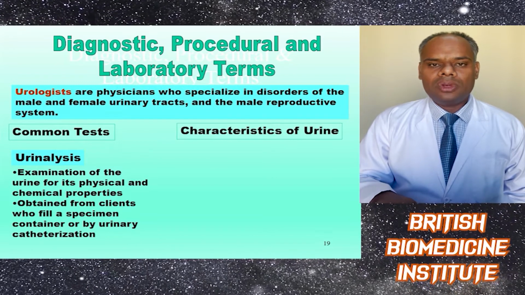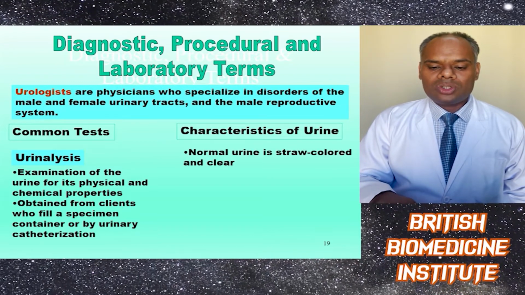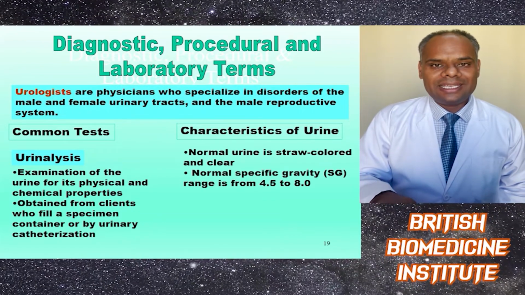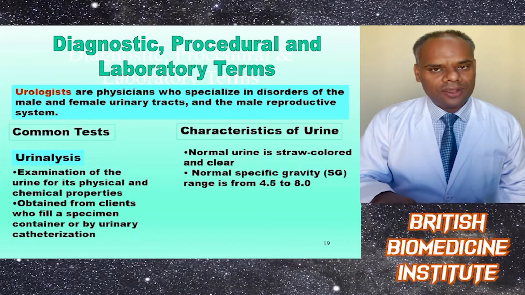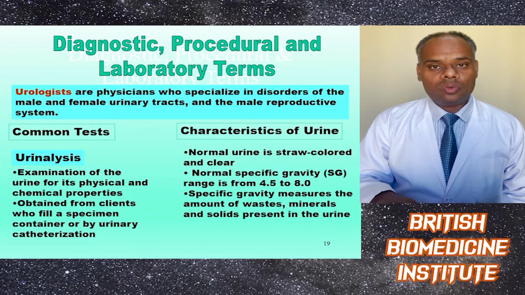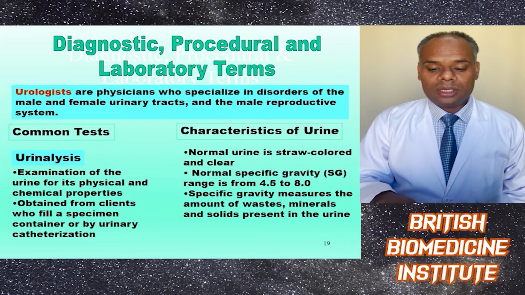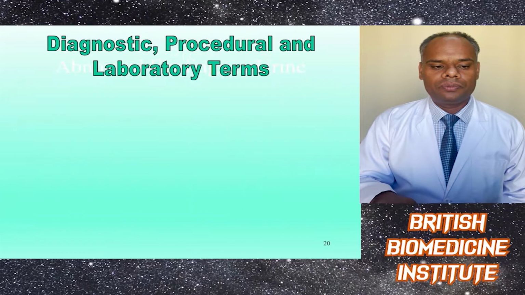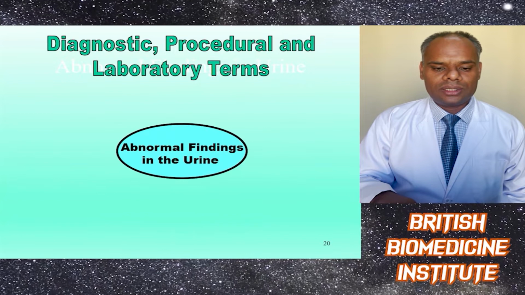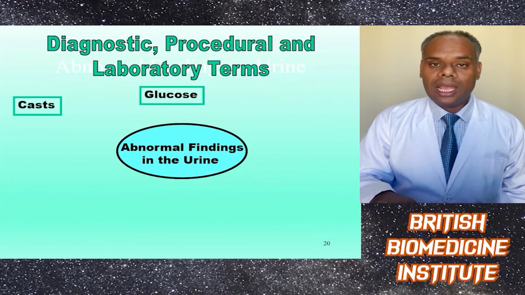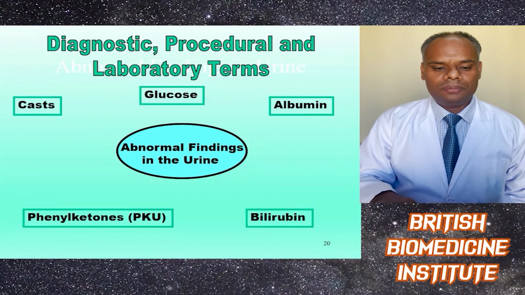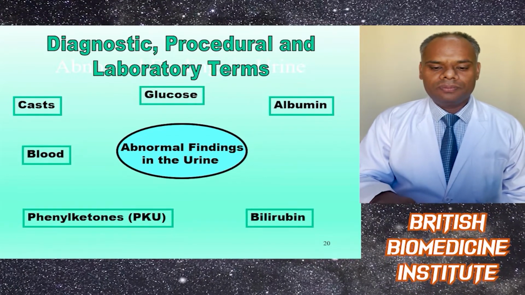So the characteristics of urine are: normal urine is straw colored and it is clear. The normal specific gravity, SG, ranges from 4.5 to 8. Specific gravity measures the amount of waste, minerals and solids present in the urine. So abnormal findings in the urine are casts, glucose, albumin, PKU (phenylketonuria), bilirubin, blood, and ketones.